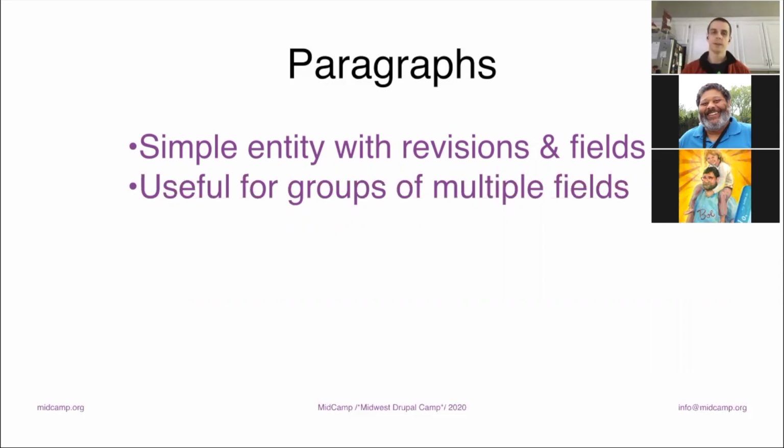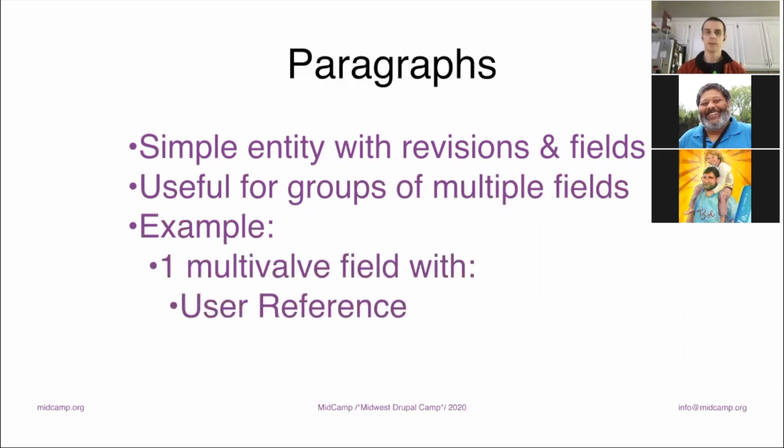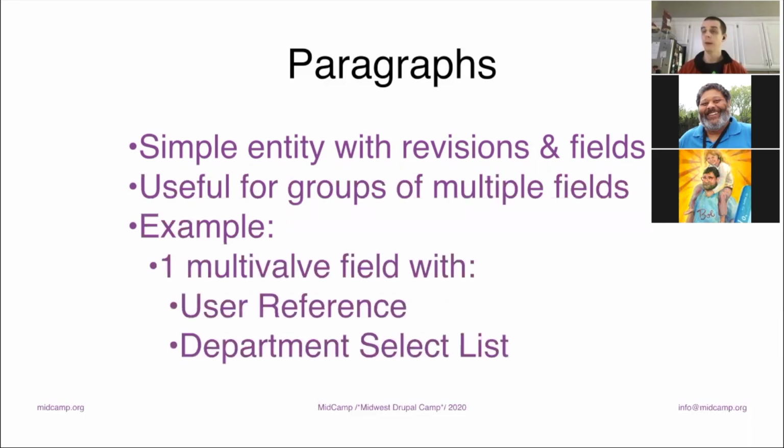So, I have a little example here where maybe you could imagine on a node, you want to have a list of users and what department they're in. So you might build a paragraph that has 2 fields on it. One, a user reference field, and another, a department select list, right? And you could potentially add as many of those as you want. And in this sense, it's actually really useful for building this sort of data modeling, because building compound fields like this in Drupal is actually a very difficult sort of task.